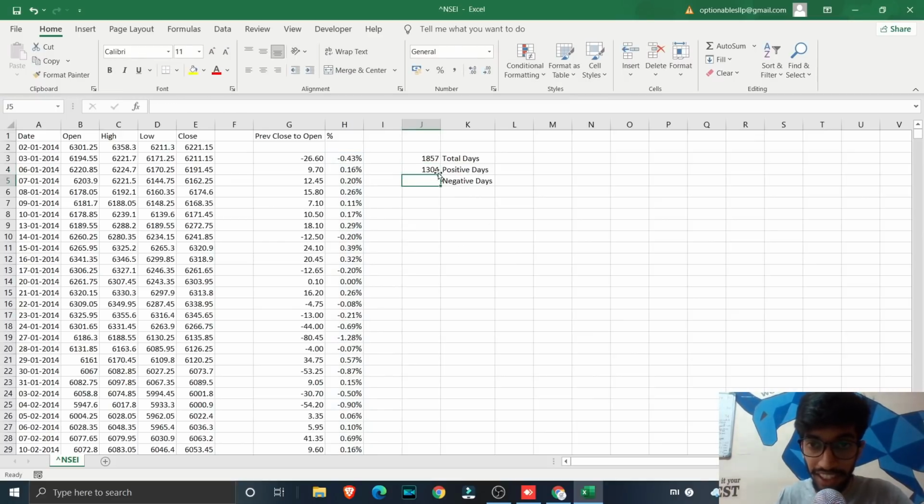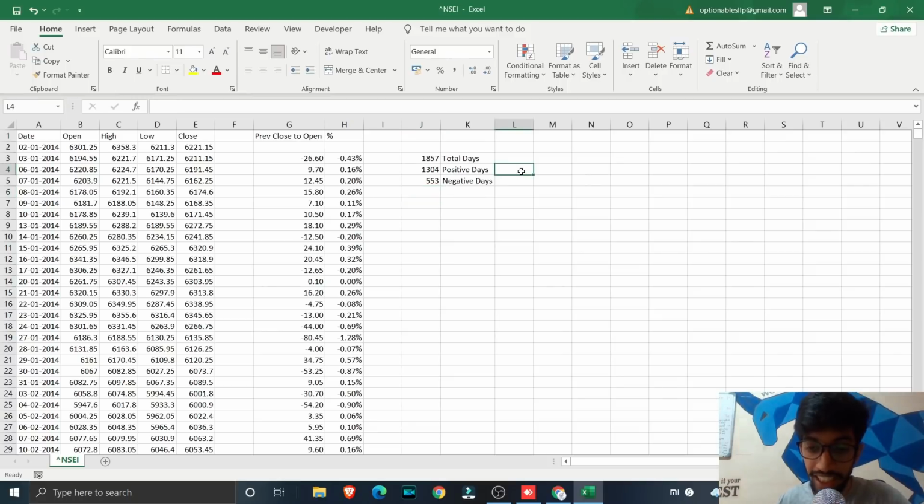So now you saw that totally there are 1304 days where the market has actually opened positive compared to previous close, right? And the total number of negative days is pretty simple. Just subtract total number of days with total number of positive days. So you can already see here, using this simple data, you have already gathered very good information.